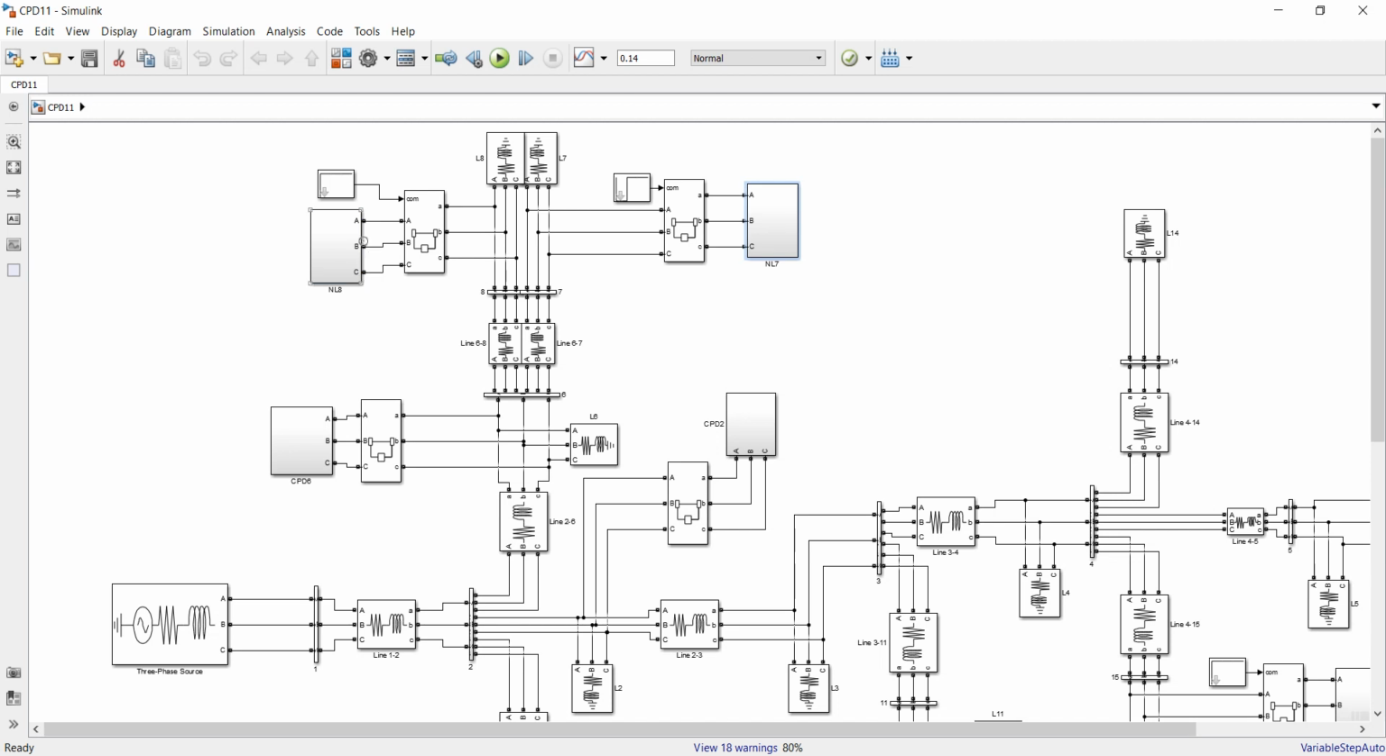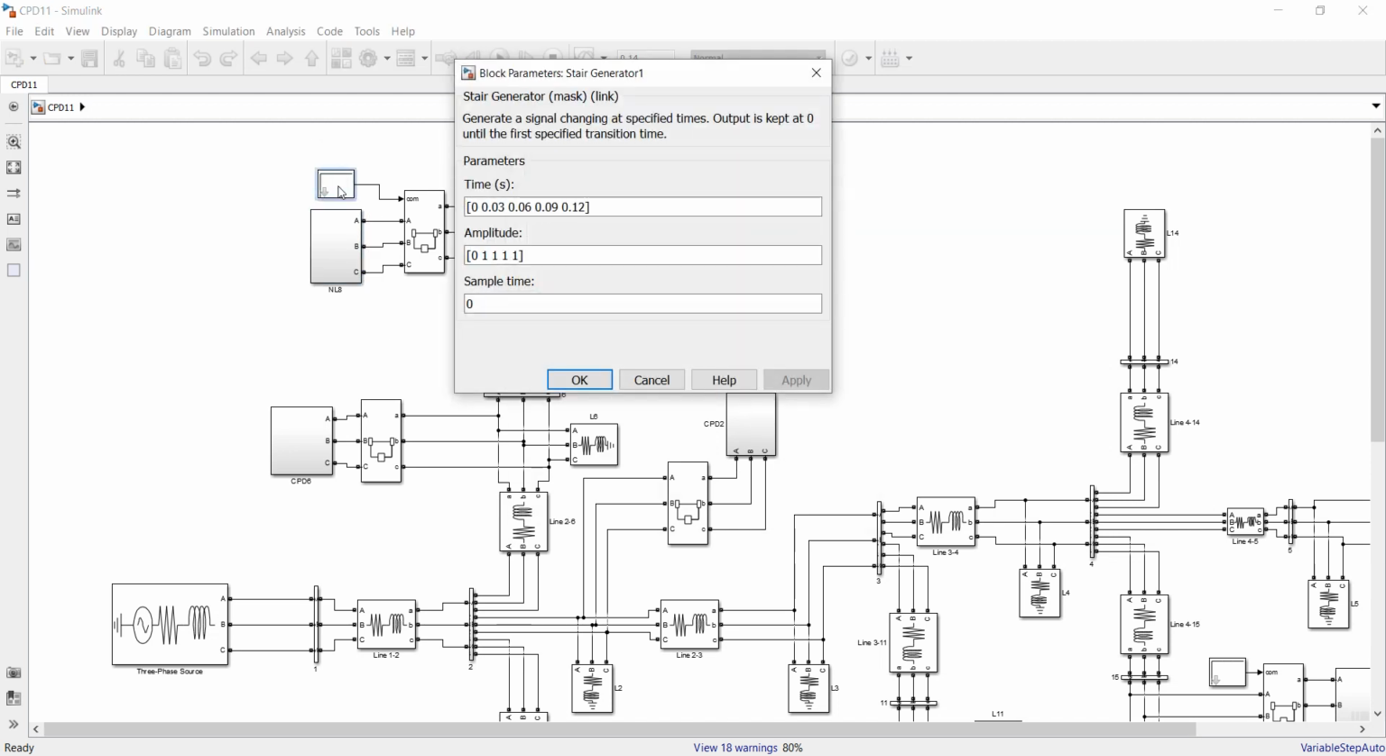Similarly, for NL8, let's consider nonlinear load 8. From 0 to 0.03, it will generate 0. That is, the breaker will be open. From 0.03, it is generating 1. So the breaker will be closed at 0.03 seconds.